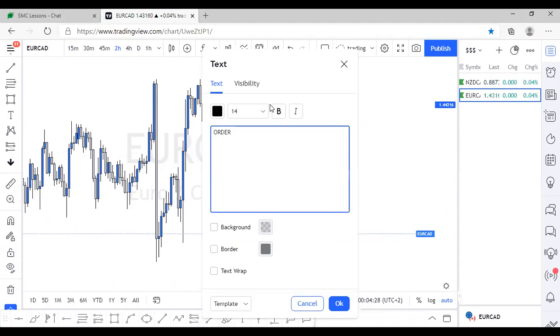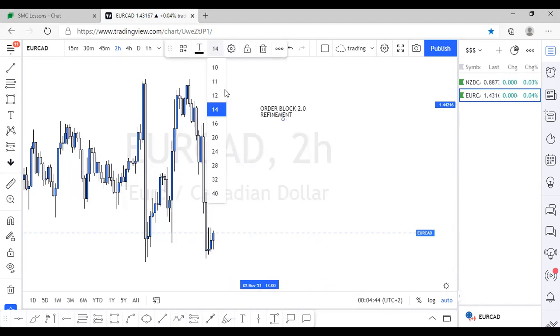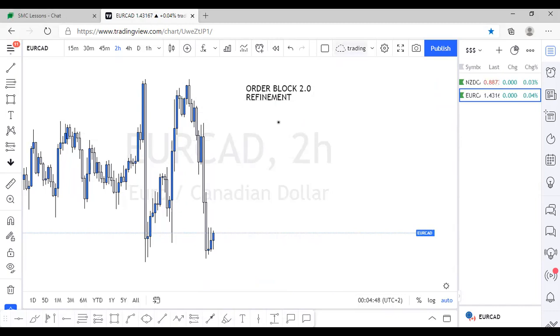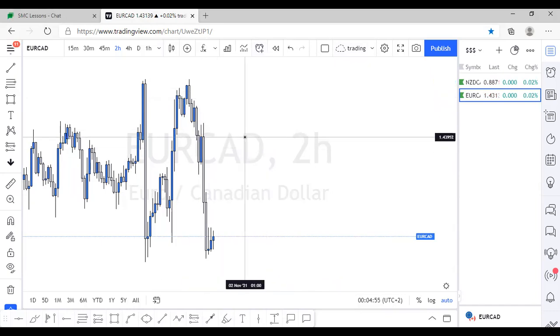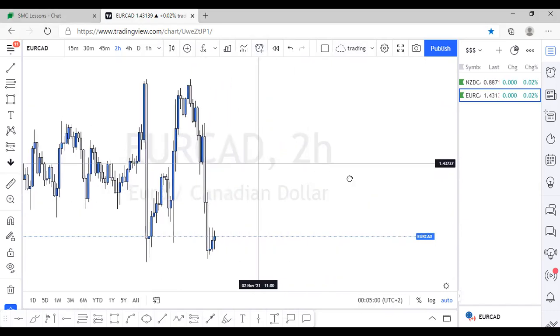Water block 2.0, and actually it's refinement. You get the point. So you can see that, okay, this is the water block 2.0, and then refinement. You get the point. So I just want to show you guys a few things.